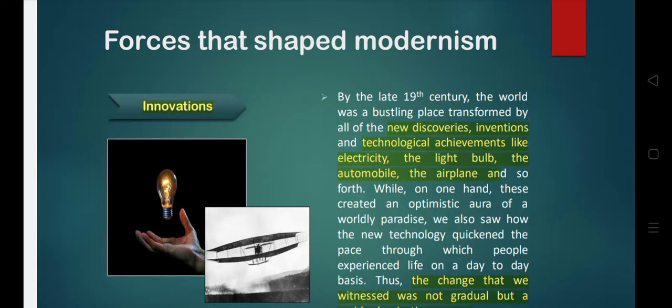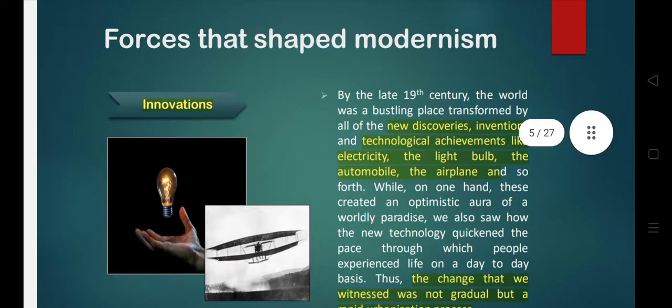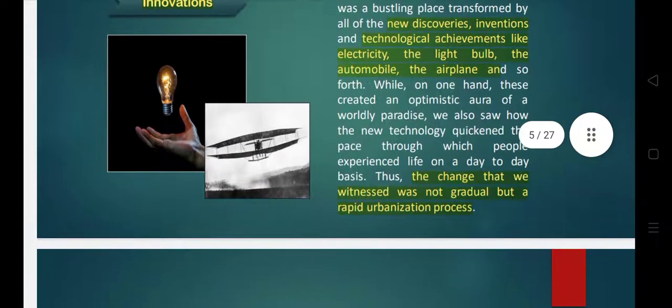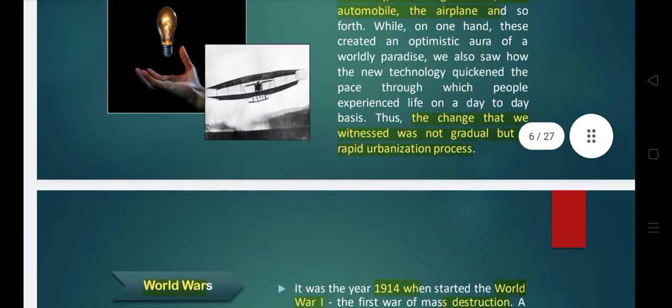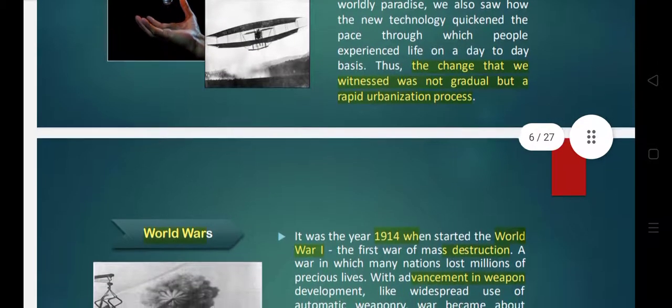The first one is innovation. As we see, there was advancement in technology in this age, with new discoveries, inventions, and technological achievements like electricity, the light bulb, automobile, aeroplane, and many more inventions. The change that we witnessed was not gradual but a rapid urbanization process.